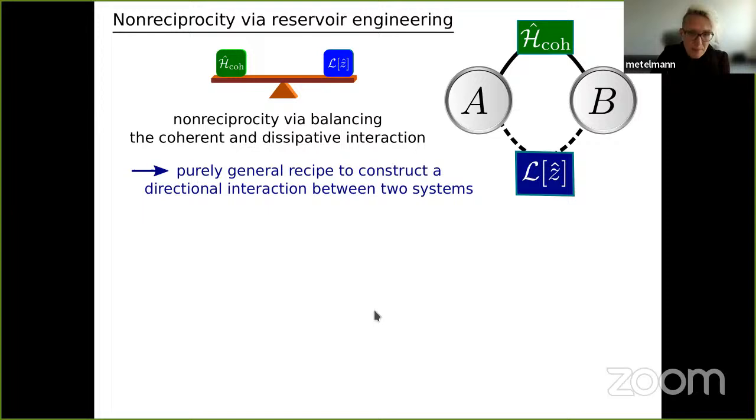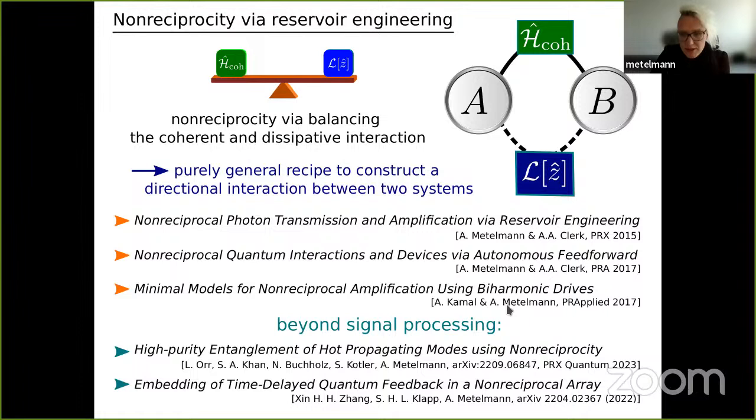So we did this, and here are some references if you're interested. But it's nice, the recipe works, we can understand works of other people who do experiments, why they work and what one has to do to design devices. But clearly we are theorists, so we also started thinking a bit about non-reciprocity beyond signal processing. And here are just two recent works out of my group. And I want to talk a little bit about the first one today, telling us how we can get entanglement in a non-reciprocal system and what we can do with it. And this work was mainly done by my student Lindsay Orr in collaboration with Said Khan from Princeton, Jes Buchholz, a former master student, and Shlomi Kotler, who is at Hebrew University in Jerusalem. And you can find it hopefully soon in PRX Quantum.